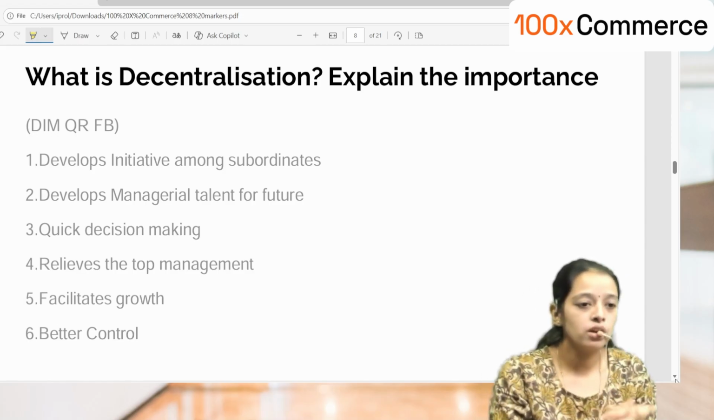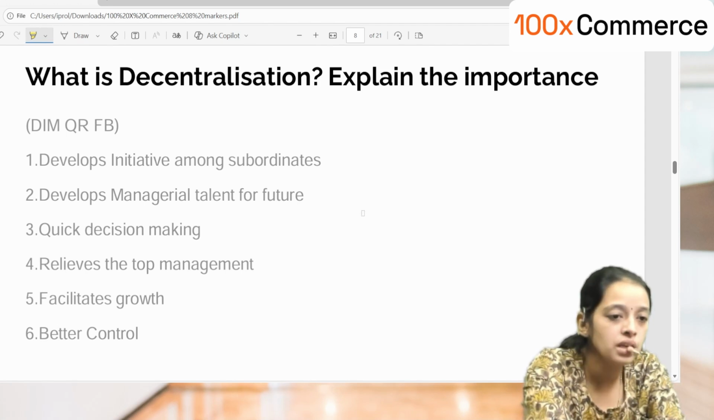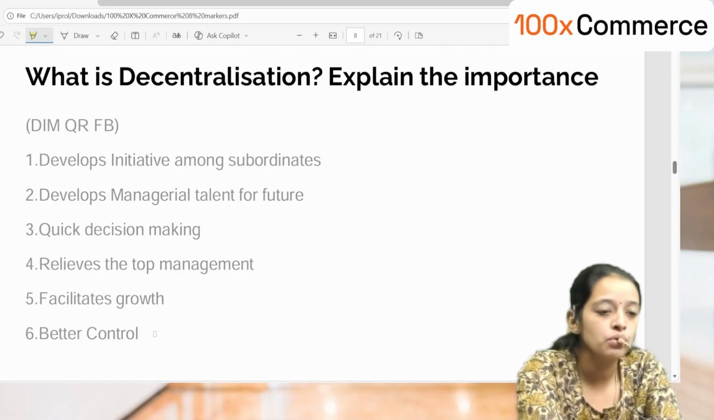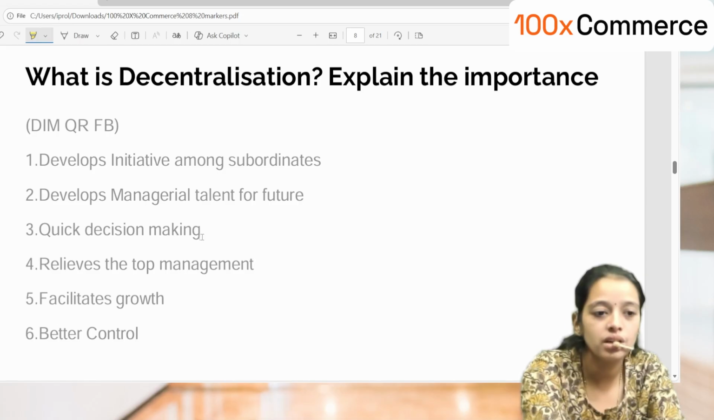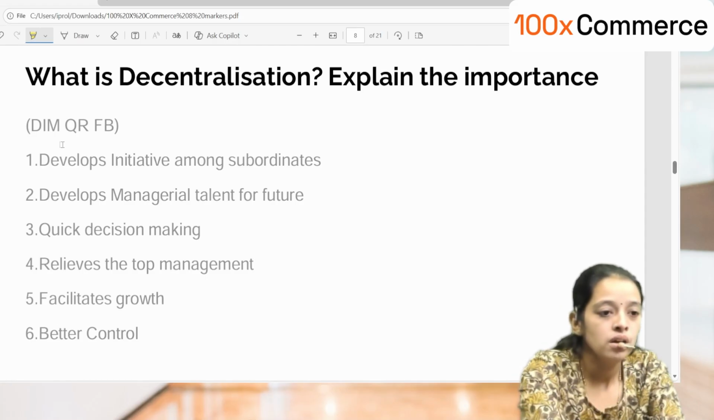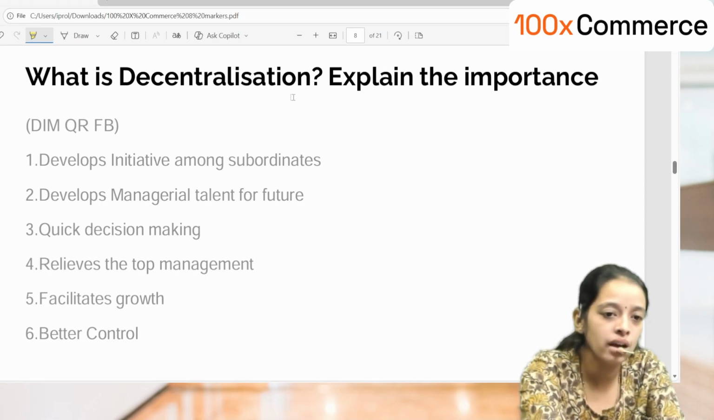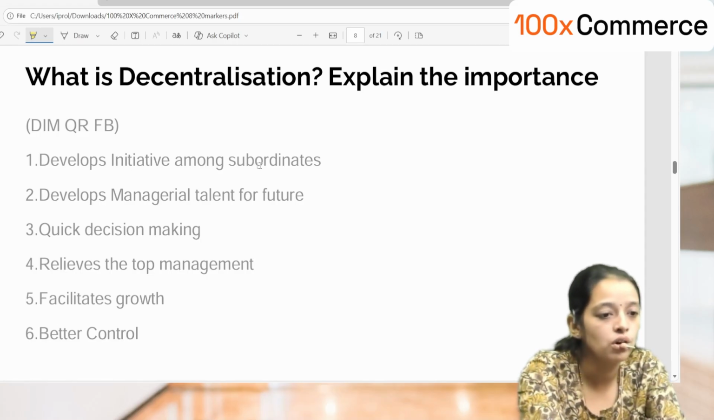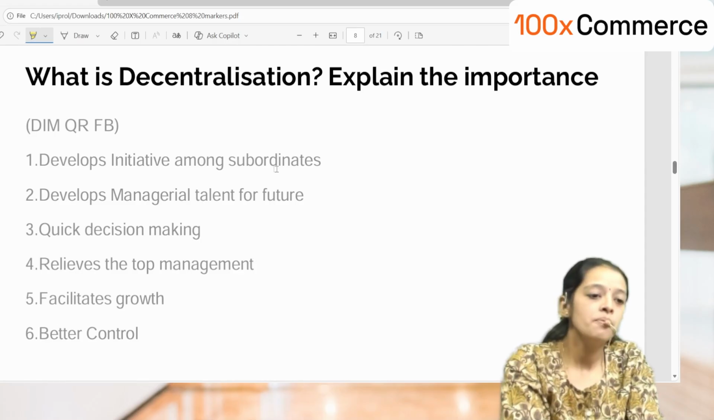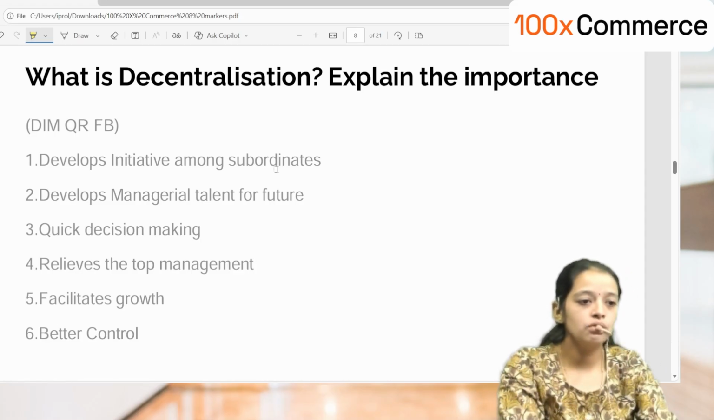So why is it important? See, in these kinds of questions, for the meaning you will get 2 marks, and for the remaining points 6 marks. So if you write along with explanation properly, definitely you can score 8 out of 8. So coming to the explanation part, the meaning I have already told, why is it important. First of all, it develops initiative among subordinates. Yes, it will definitely help create some kind of initiative among the people or subordinates who are working. Then it develops managerial talent for the future.